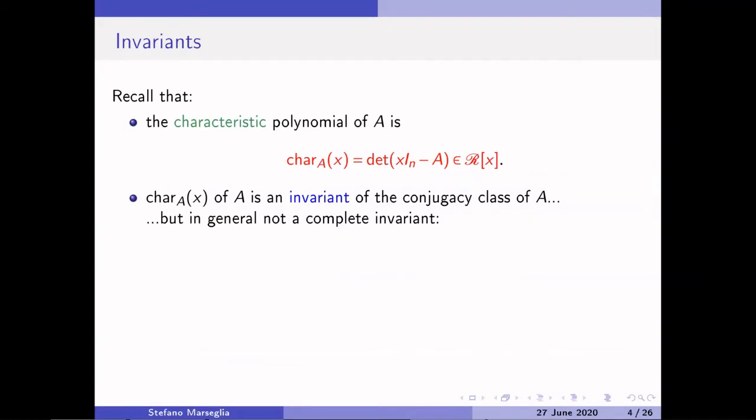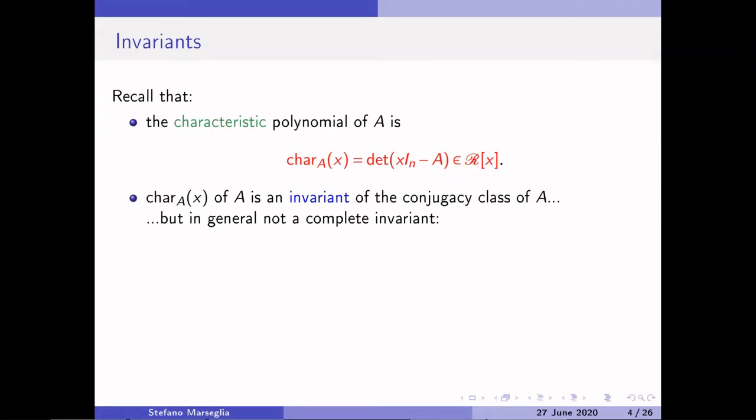So the first one that one can think of is the characteristic polynomial. When you take a square matrix, you can compute the characteristic polynomial of this matrix, which is defined as the determinant of variable times the identity matrix minus A. This is going to be a polynomial of degree n, so the same as the size of the matrix, with coefficients in R. It's easy to prove by the properties of the determinant that the characteristic polynomial is an invariant of the conjugacy class of A.